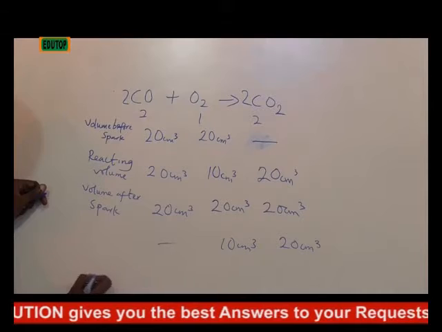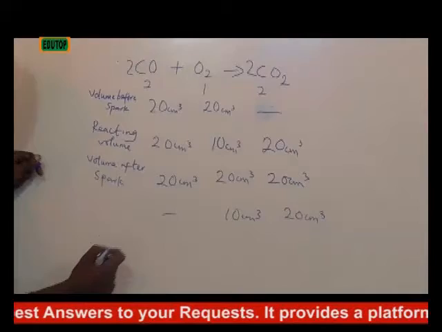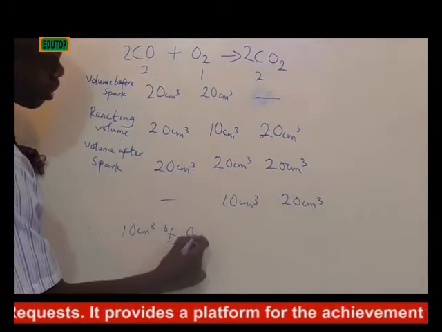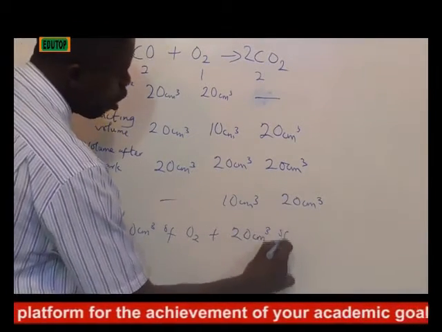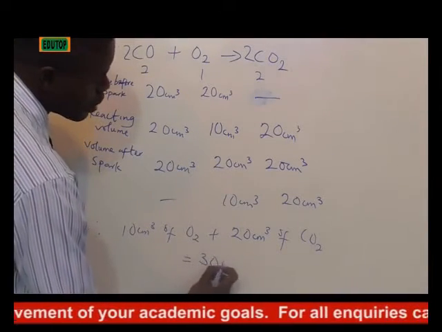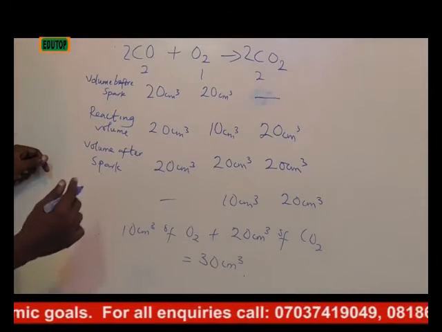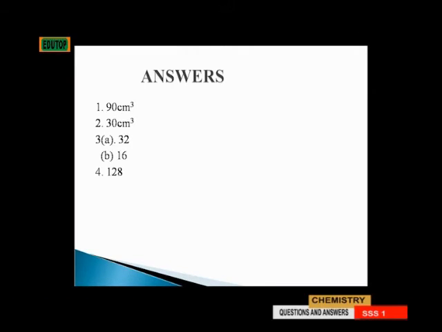Therefore, the volume of the residual gas will be 10 cm³ of oxygen plus 20 cm³ of carbon(IV) oxide, which is equal to 30 cm³. Hence, the volume of residual gases after sparking is 30 cm³.